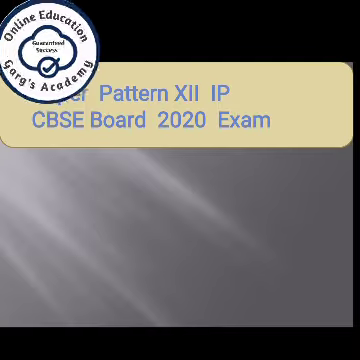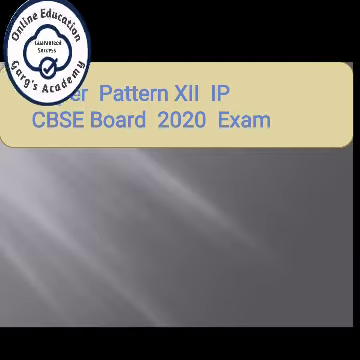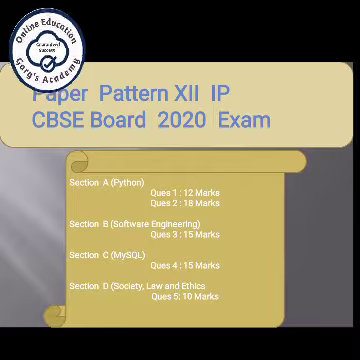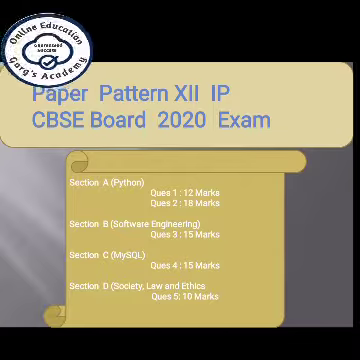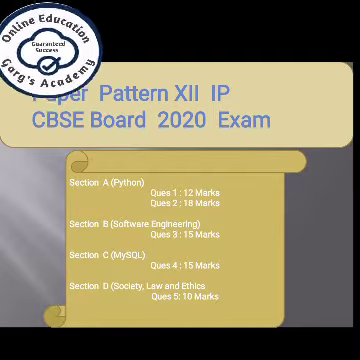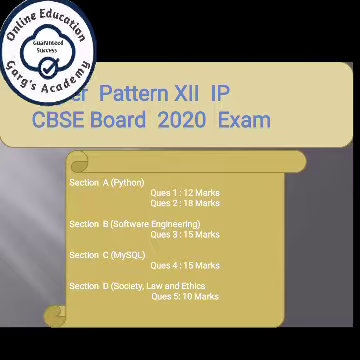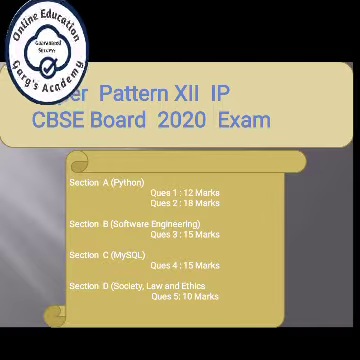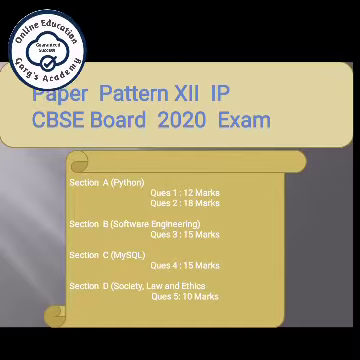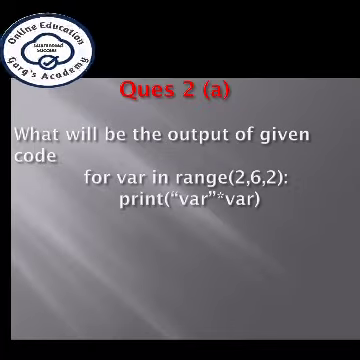Let's first recall the paper pattern of CBSE board exam. There will be 4 sections and 5 questions. Section A Python, question number 1 and 2. Section B Software Engineering, question number 3. Section C MySQL, question number 4. And Section D Society Law and Ethics, question number 5. So let's start with part A.